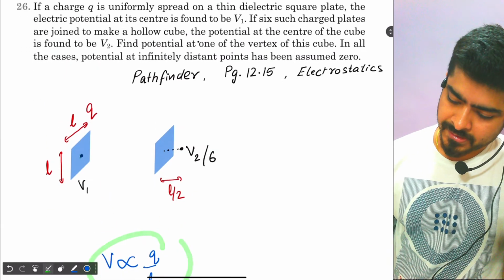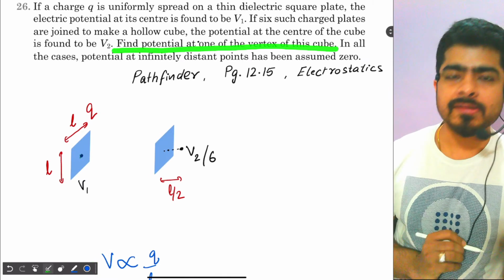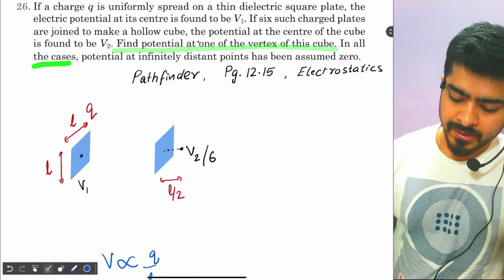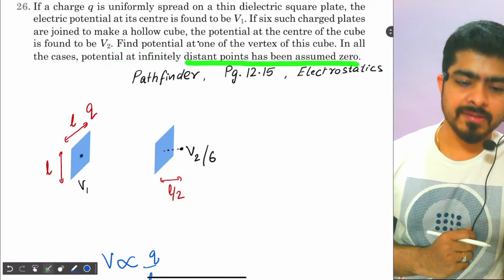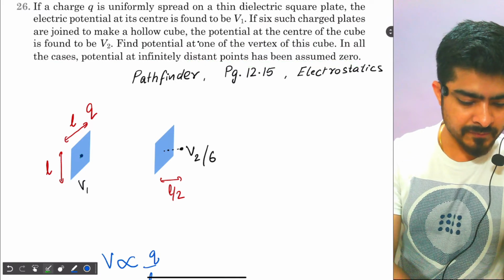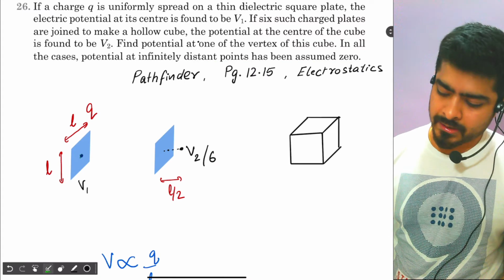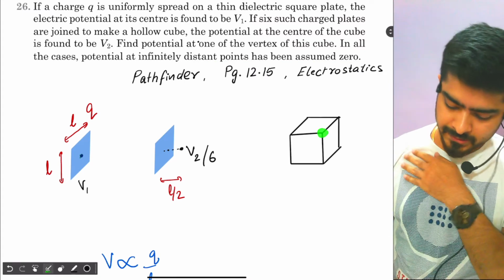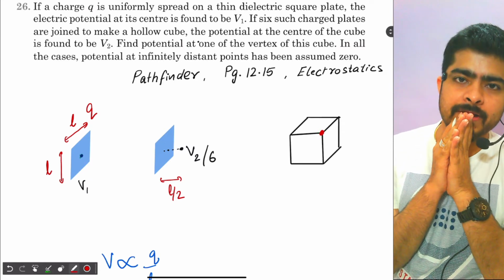Okay. So we will use this concept to solve our question. So what is the question exactly asking? Find potential at one of the vertices of this cube. In all the cases, potential at infinitely distant points has been assumed 0. So we have to find the potential at the vertex of the cube. So let's draw the cube first. We have to find the potential at a corner of the cube. Let's say we want to find the potential at this corner. How do we do that?